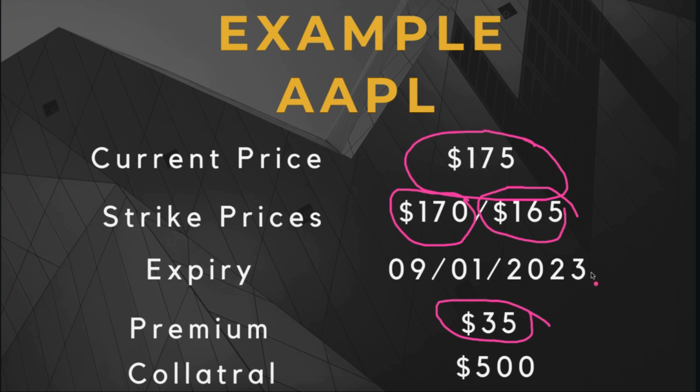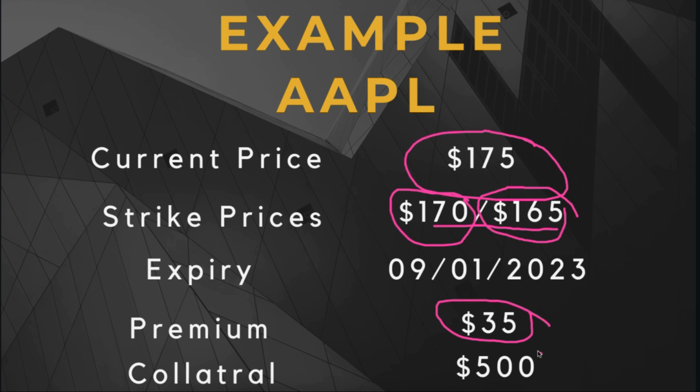And the expiration date is a week, I think 2 weeks. I'm recording on a Monday, so it is still 2 weeks out in the future. This is just an example for the expiry date. And the collateral, like I discussed, would be the difference between 170 and 165.